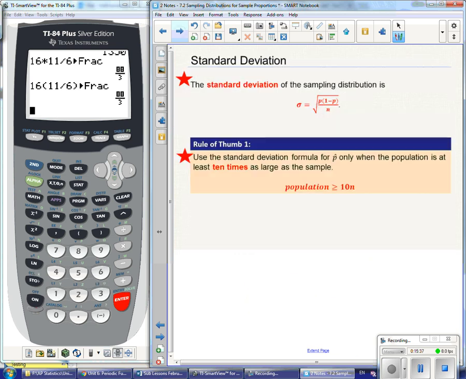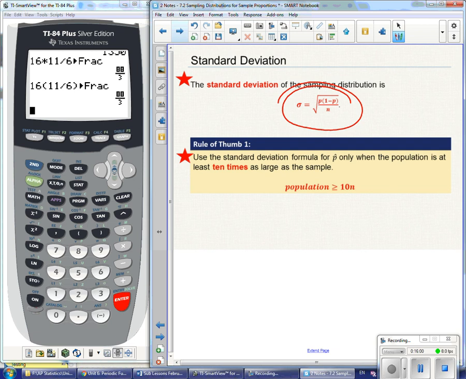The formula for the standard deviation, and notice that this is a different formula. It's not the same formula that we used with a binomial random variable, and that's because we're not dealing with the count of successes anymore. Now we're dealing with the proportion of successes. So the formula for my standard deviation is a little bit different. It's the square root of p times 1 minus p, or the probability of failure, divided by n.